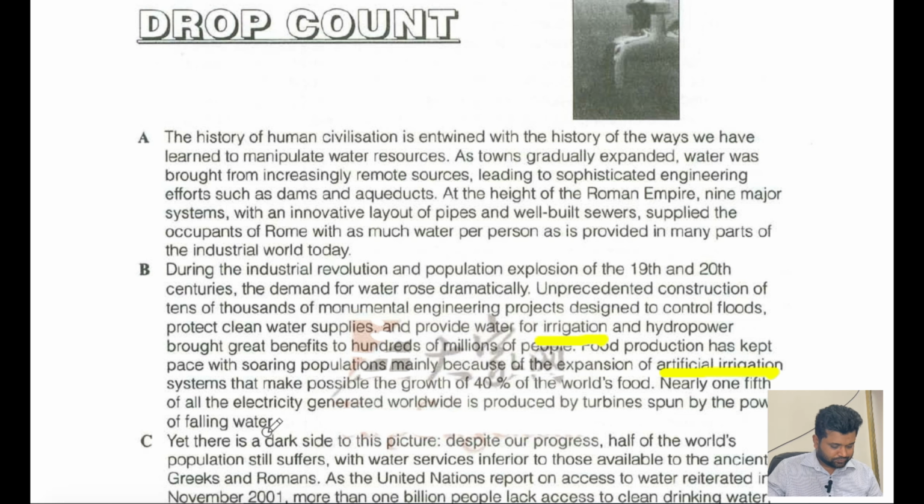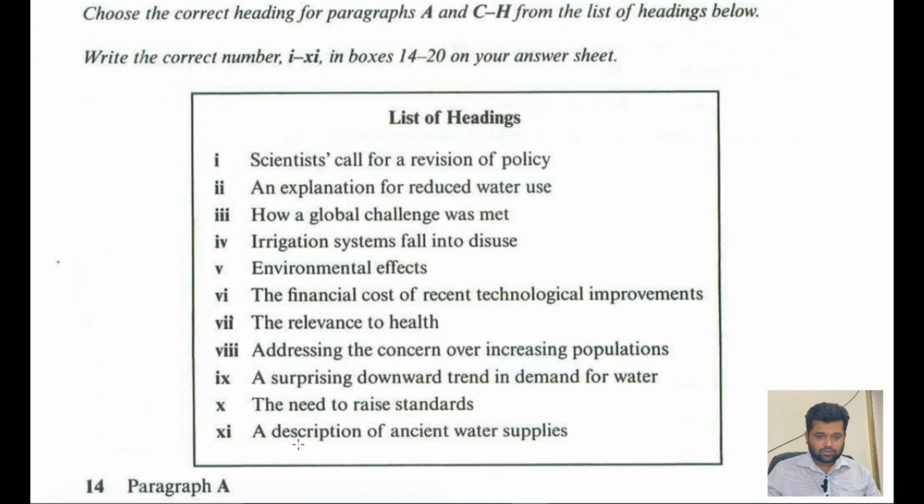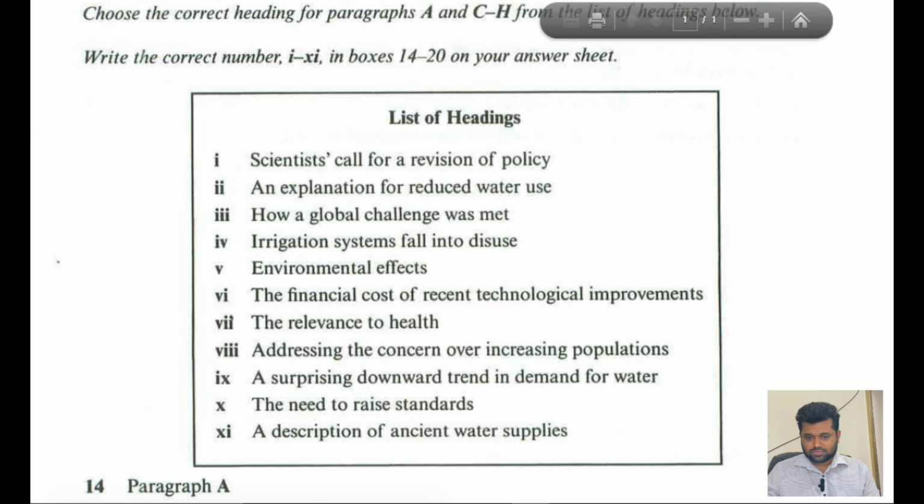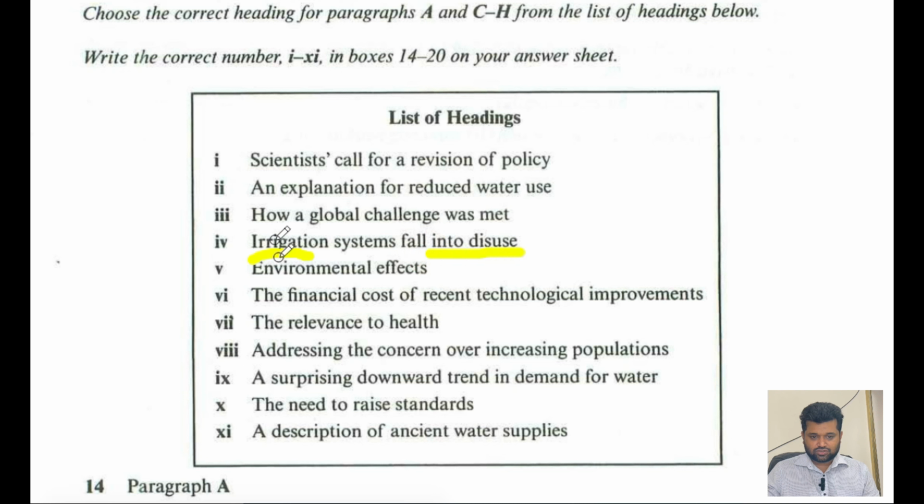So actually what we see in the headline is that we find irrigation system falls into disuse. Okay, number four actually matches with the water irrigation, but only one part. If we make this headline with two parts, irrigation is one part and the fall into disuse is another. So we find irrigation here, not the fall into disuse.